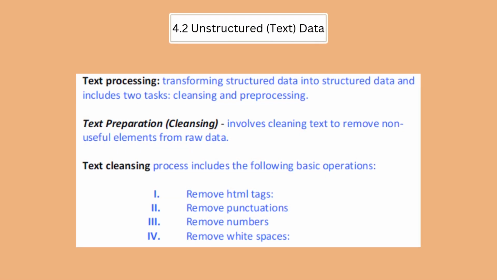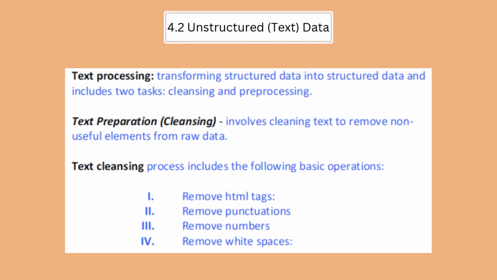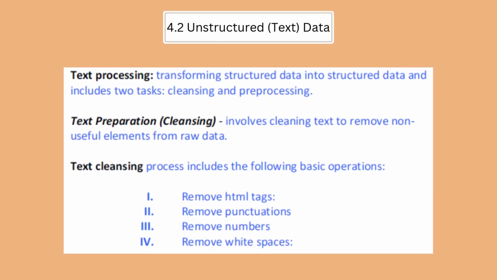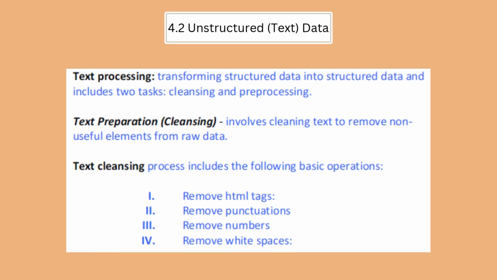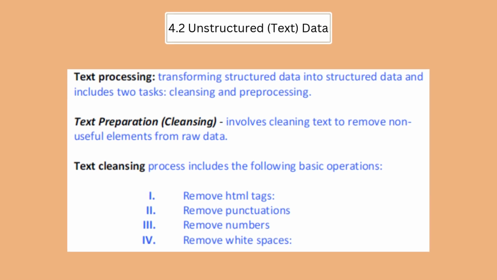Unstructured (text) data. Text processing, transforming unstructured data into structured data, includes 2 tasks: cleansing and pre-processing. Text preparation, cleansing, involves cleaning text to remove non-useful elements from raw data. The text cleansing process includes the following basic operations: 1. Remove HTML tags. 2. Remove punctuations. 3. Remove numbers.